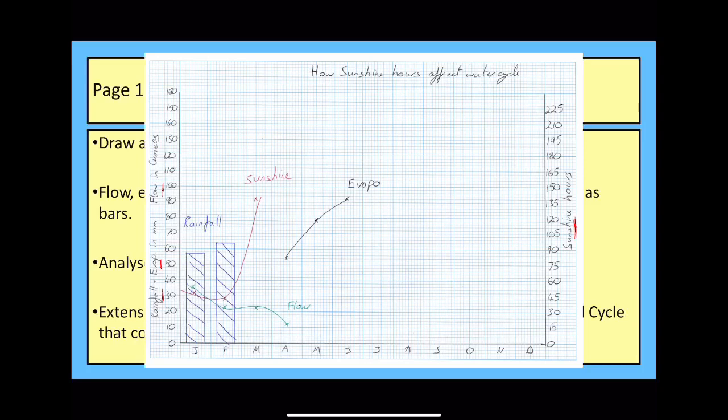Don't forget rainfall as bars, sunshine as a line, evaporation as a line, and flow as a line. As I mentioned, the evaporation data starts in April and runs to September. So this black line that I'm drawing here would only go up until September. After that, there's no more data for it. So do have a go at trying to draw that.